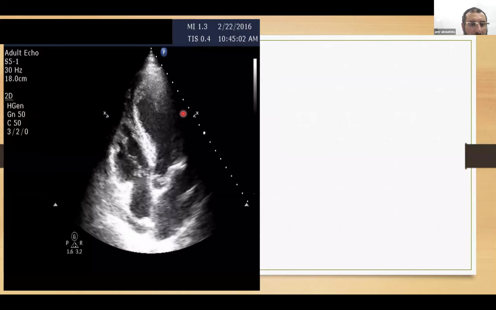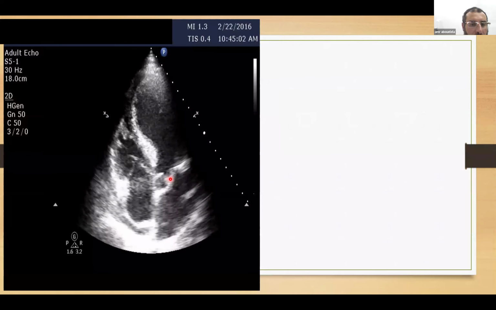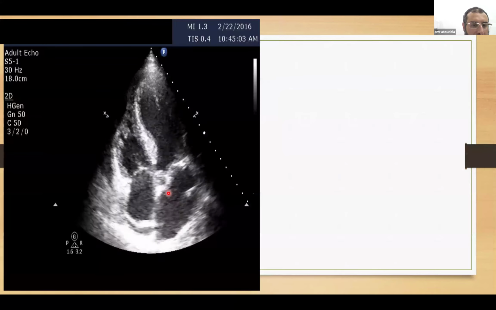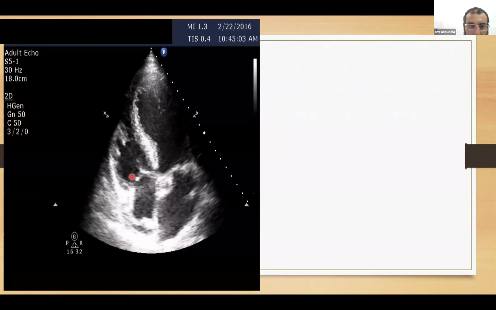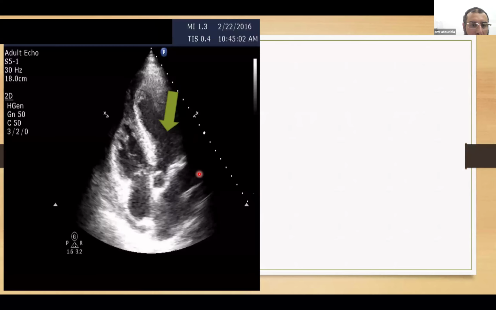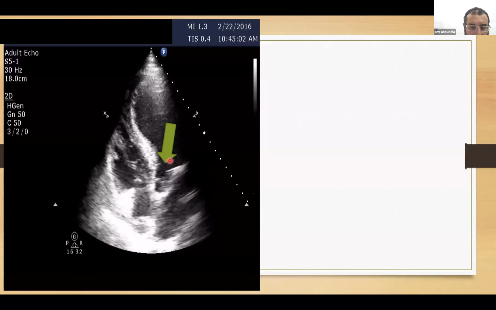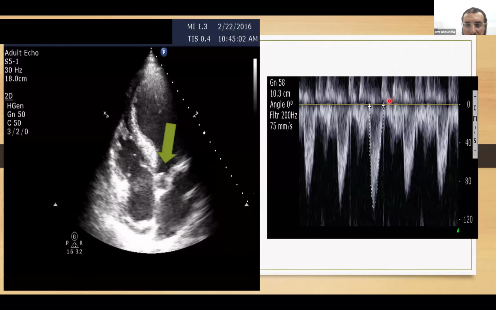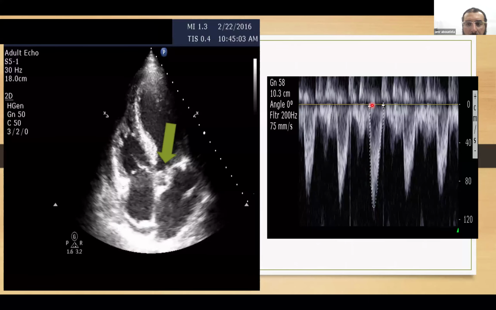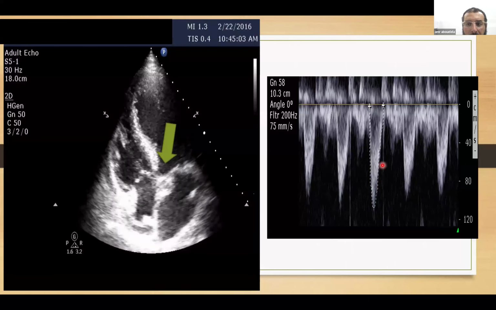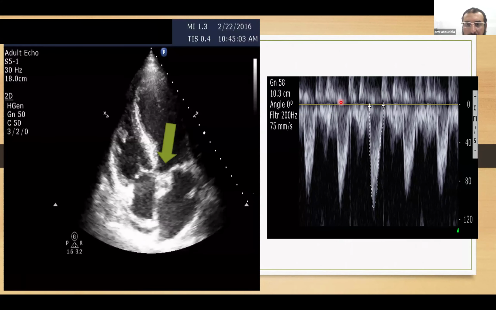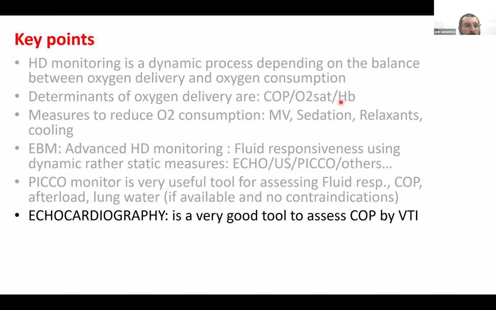Here, this is a 5-chamber view, and you can see the aortic valve very clearly here. This is the left side of the heart. This is the right side. You will apply the cursor of the pulsed wave Doppler here, and we will press again on the pulsed wave Doppler, and you will have this envelope. You will measure it from baseline to the maximum and to baseline again, and you will have a reading of the VTI. So we can conclude here that echocardiography is a very good tool to assess the cardiac output by checking the VTI, which is a direct reflection of the stroke volume.